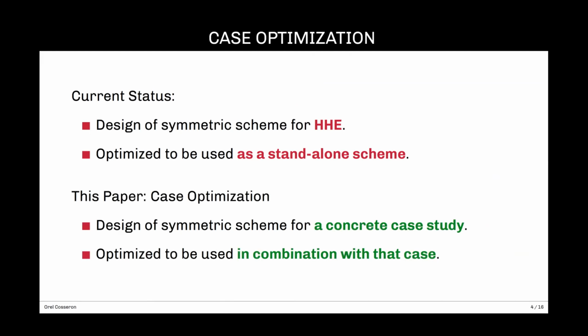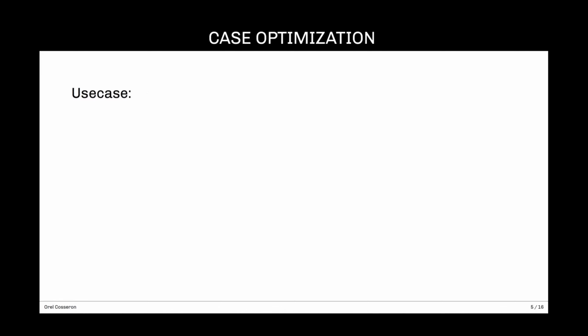So what we did instead was to start by thinking in terms of use case, what we want to do once we have transciphered, and then design a scheme that will be optimal for that kind of use case. So to evaluate an HHE scheme with a use case, we need a use case. And we chose one that is very common in FHE, and it's machine learning. So it comes with its own set of constraints.